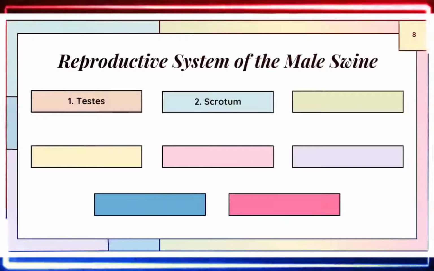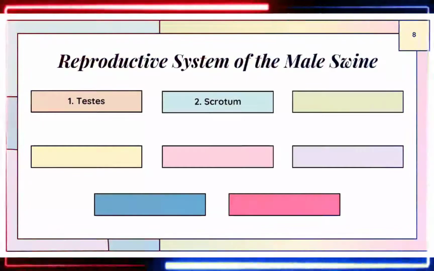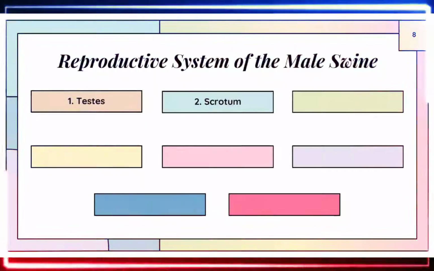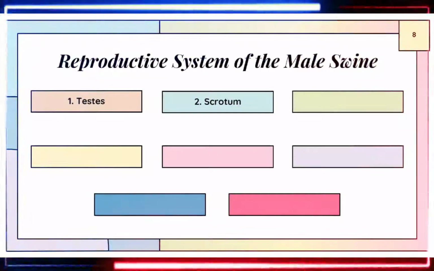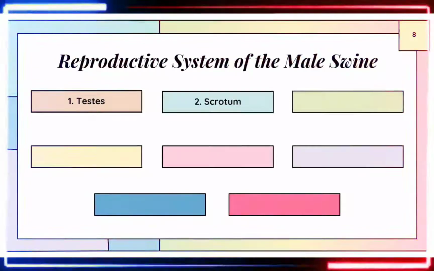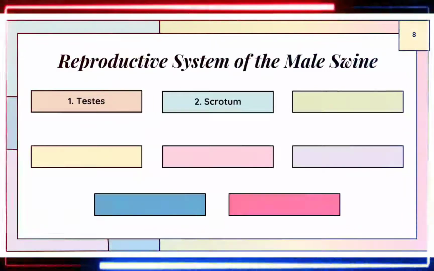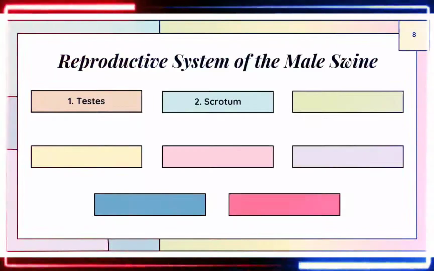Scrotum. The scrotum is the external covering of the testes. It protects the testes from direct mechanical injuries and provides an environment which is cooler than the body temperature. The cremaster and tunica dartos help to regulate the temperature of the muscle in the testes.